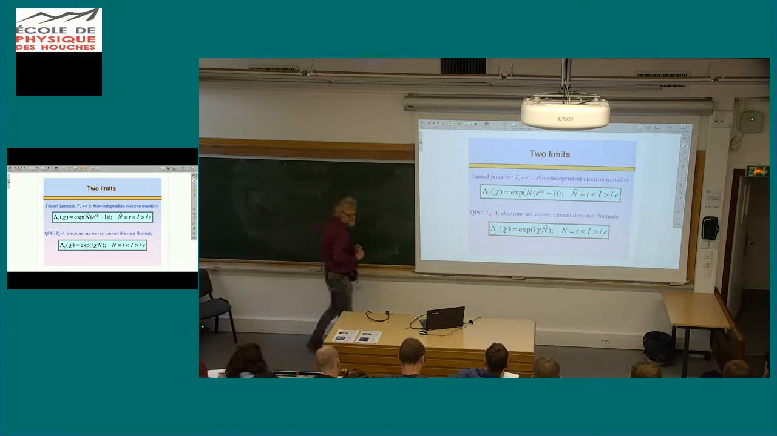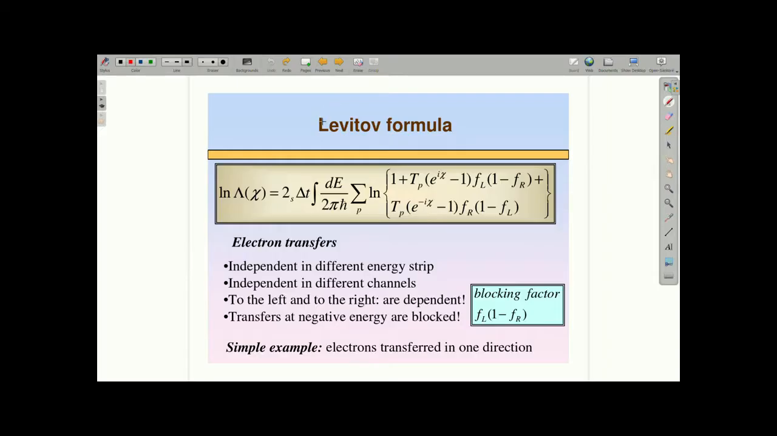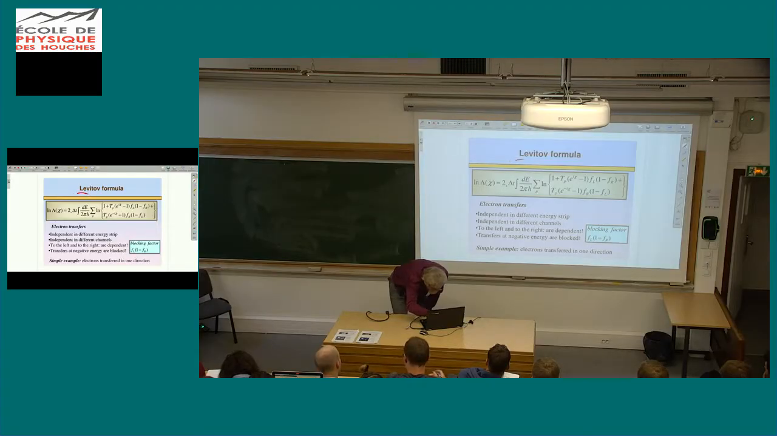What is in between? That's been one of the most interesting and splendid calculations in the history of quantum transport, which is called the Levitov formula. Levitov is a person.